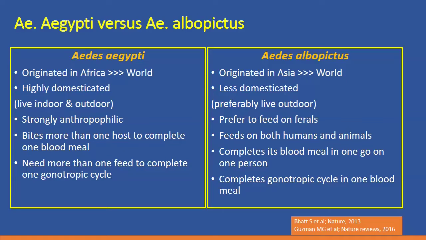Now both the vectors are contributing in different proportions in different countries to the burden of disease. Albopictus is less domesticated, and it preferably lives outdoors. It prefers to feed on feral animals, but can feed on human beings and animals both. It completes its blood meal in 1 go, and completes the gonotropic cycle in 1 blood meal.